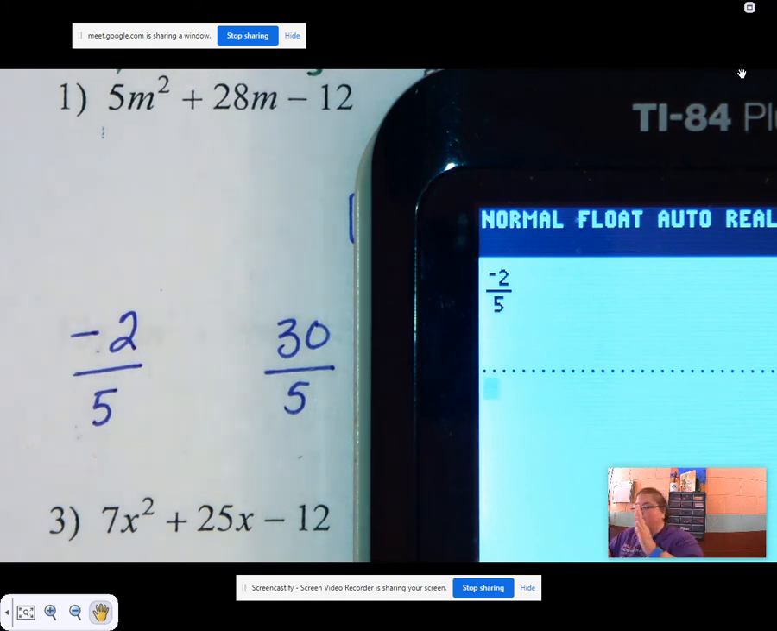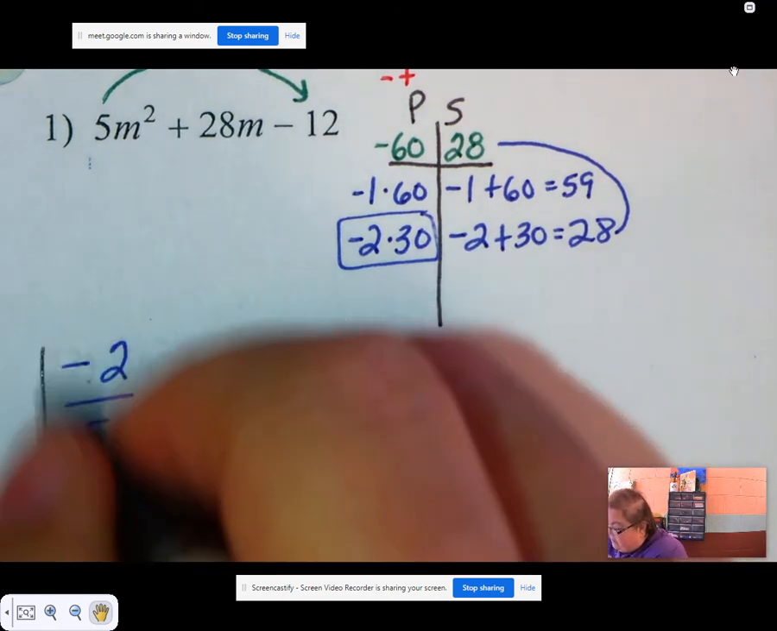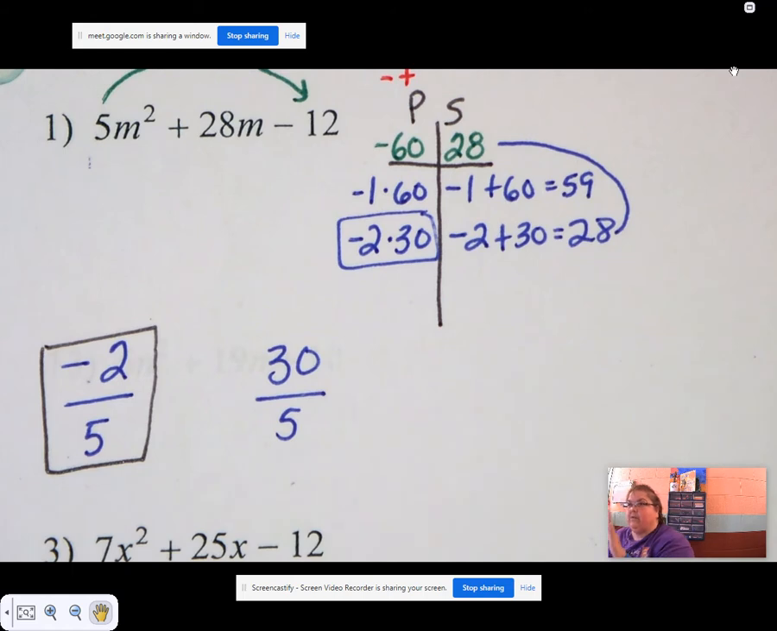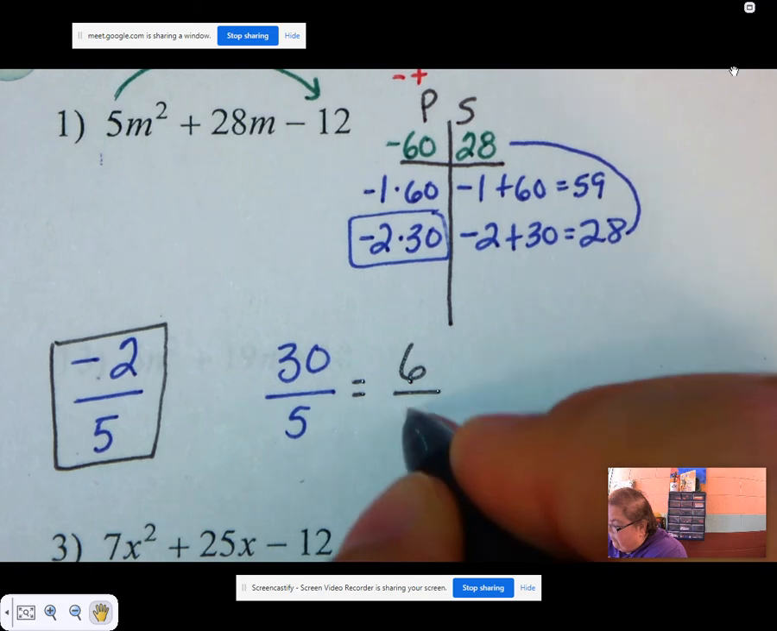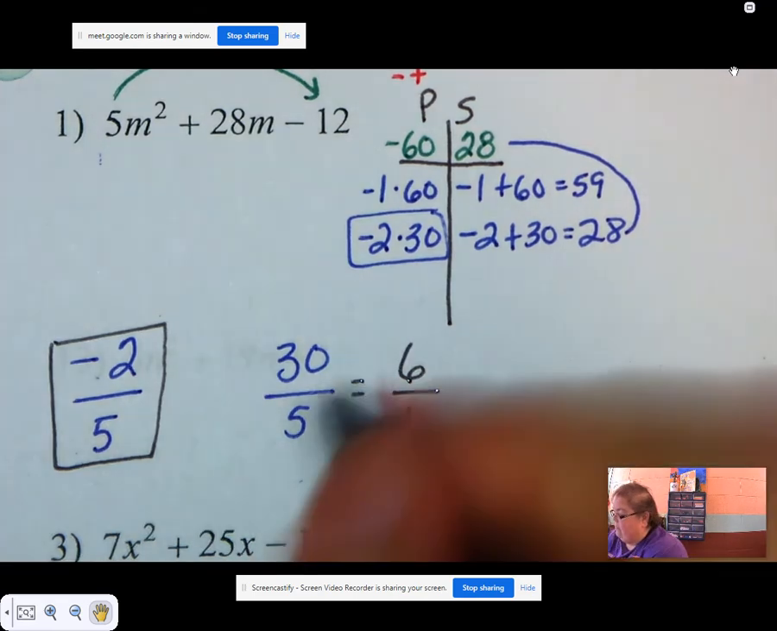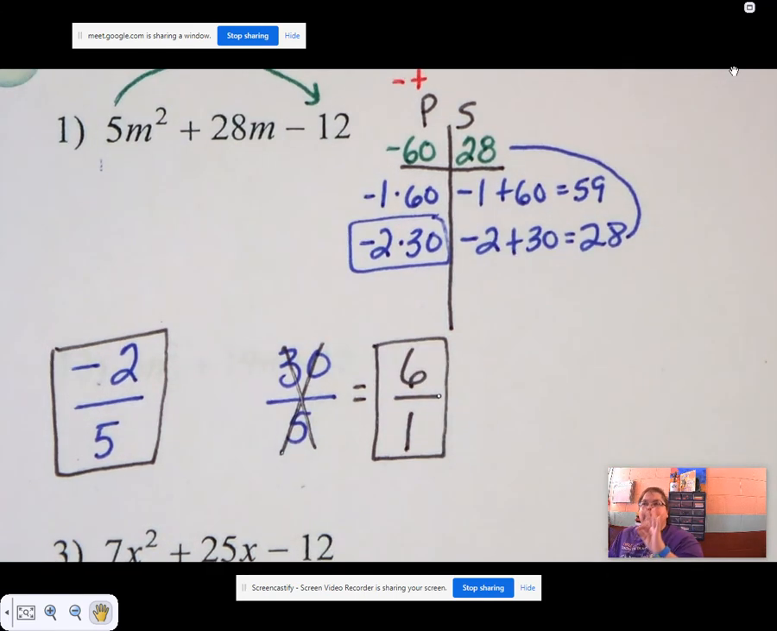No. Simplify 30. Nope. Just kidding. Alpha y equals 30 over 5. Is that simplified? 2. Okay. Here's the difference I'm going to tell you that we're going to need to do. All right. First of all, this is simplified. I'm going to put my box around it. This one is not. It is 6 over 1. Remember, keep it a fraction.